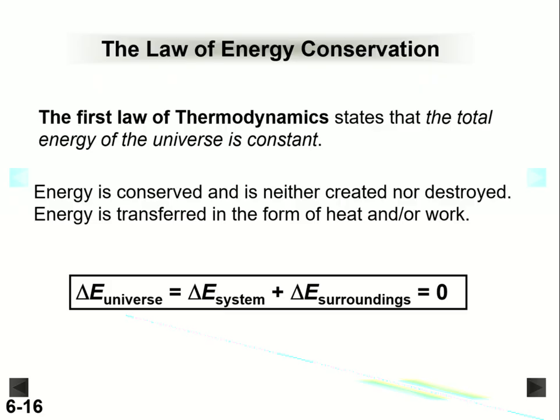If delta E for the system is positive, then delta E for the surroundings will be negative, and the magnitude will be the same. If delta E for the system is negative, delta E for the surroundings is positive. Again, the magnitude will be the same.